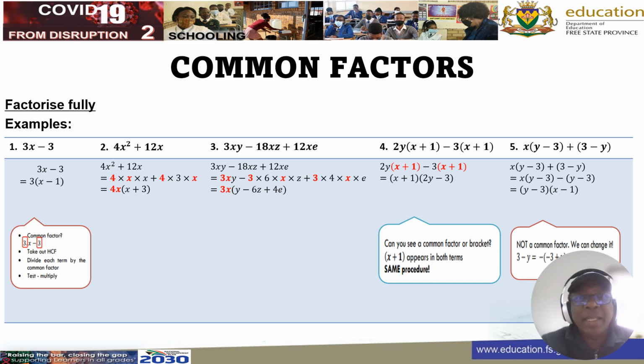Number 5. The example is x into y minus 3 plus 3 minus y. You can see there is not a common factor there. We can change this, whereby we have 3 minus y, and we affect it by a negative sign. It will give us x into y minus 3, minus y minus 3. And then you can see now inside the bracket we have the common factor, which is y minus 3. Therefore we take out that common factor y minus 3 and then we multiply by x minus 1.